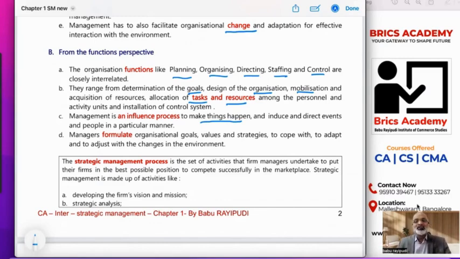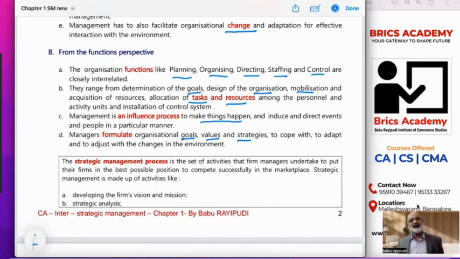Whatever plans are there, those plans are going to be implemented. Next one is, managers formulate organization goals, values, strategies, etc. Senior managers will be formulating and making sure the organization adjusts according to the environmental factors.